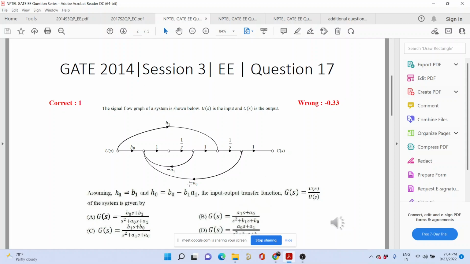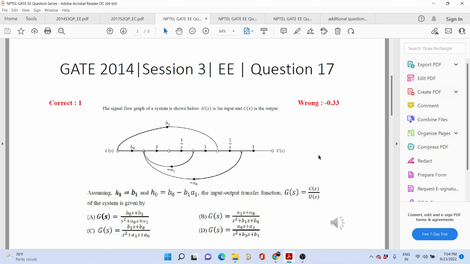So a signal flow graph has been given to you, and it has been told that H1 is equal to B1, H0 equal to B0 minus B1 into A1, and you need to find the input output transfer function. So these are the options that you have, and I will give you 3 minutes time to solve. You try the question out and then tell me what answer you are getting.